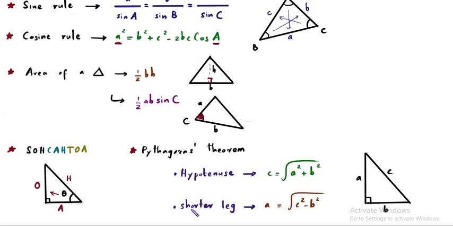And if we are trying to find one of the shorter legs, then we square, subtract, and then do the square root of it. So subtraction is used when calculating the shorter side. Addition is used when calculating the hypotenuse. And in subtraction, when calculating the shorter leg, the square of the hypotenuse always has to be written first.